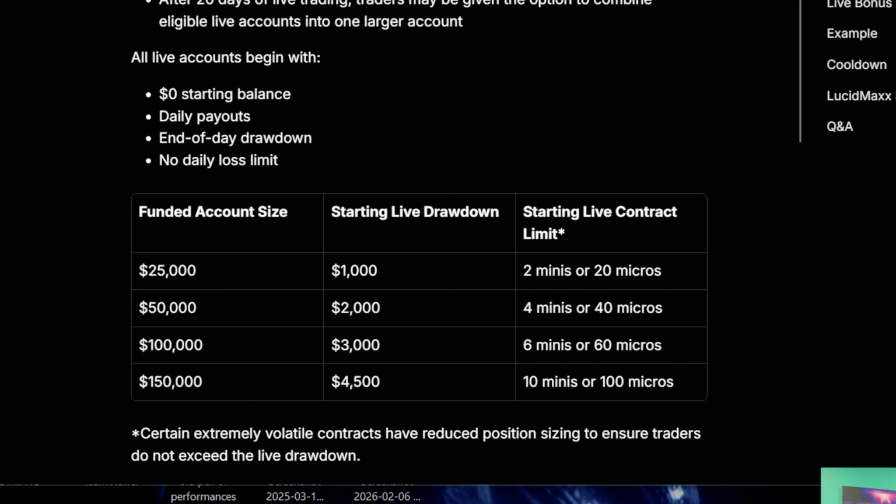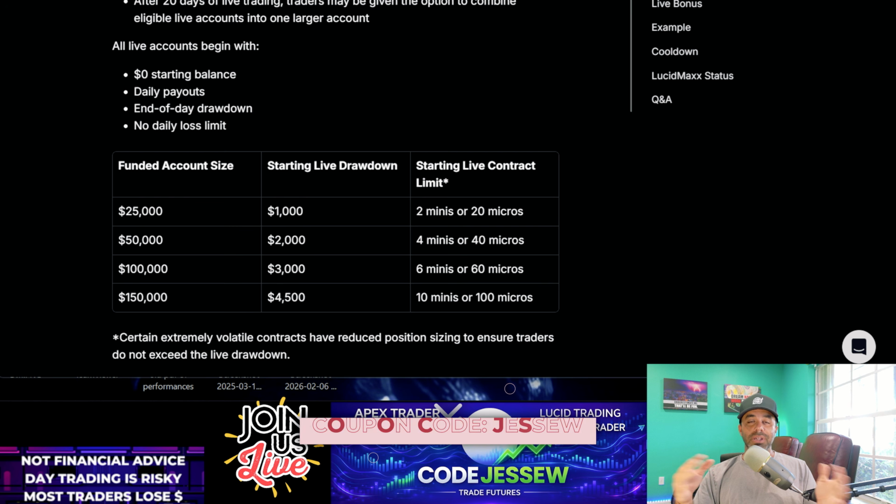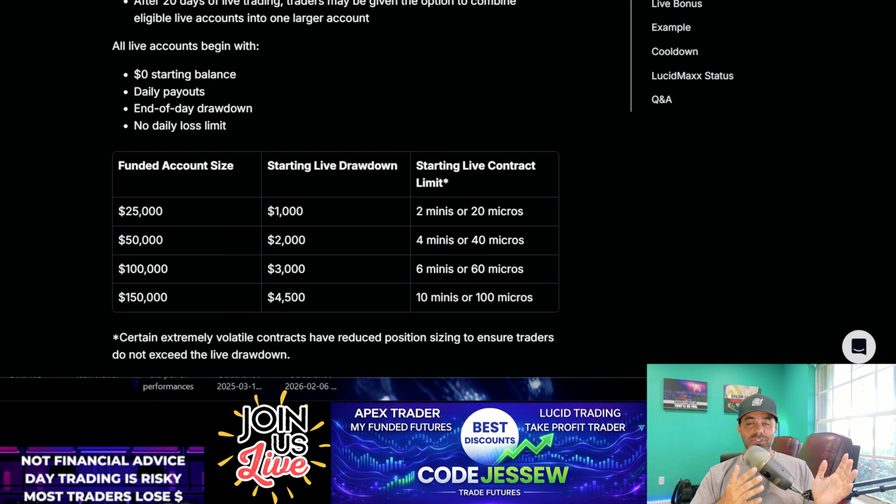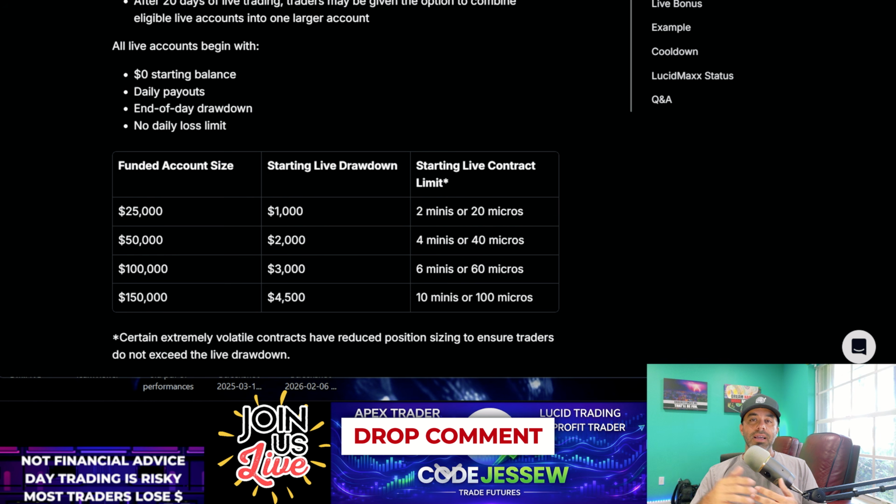After 20 days of live trading, the trader may be given the option to combine eligible live accounts into 1 larger account. Me, I wouldn't do that. If I got like 4 accounts, believe me, I'd be copy trading like 3 and leaving 1 on the side there. Because, mentally, if I'm red on 3 of the accounts, it's going to suck. But hey, if I'm green at the end of the day on 1 account, at least we got a little money there. And if those 3 blow up, well, we still got one that's cooking.